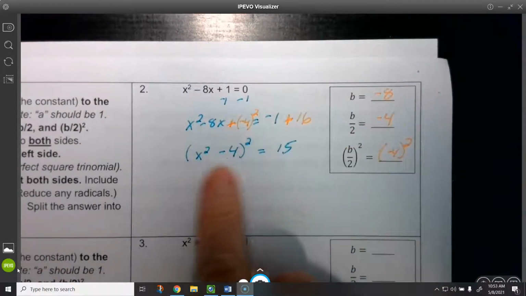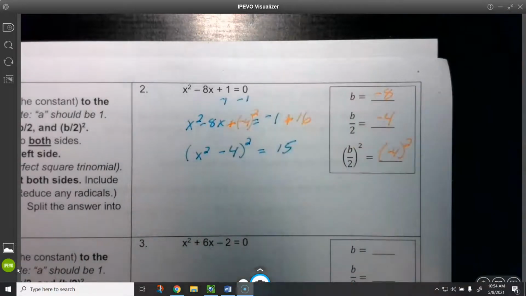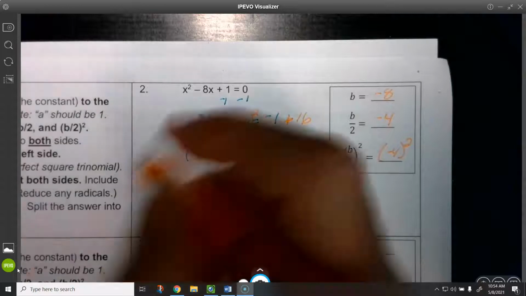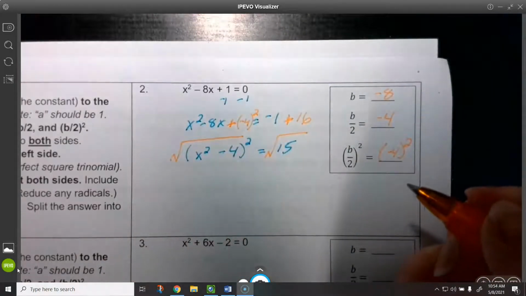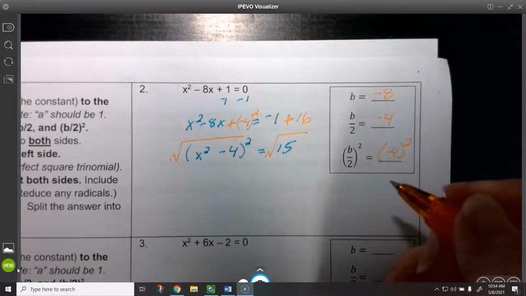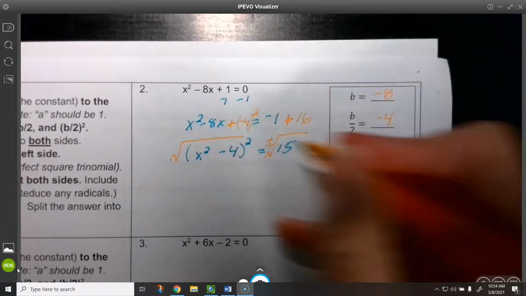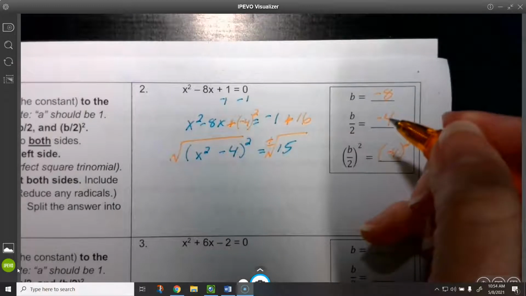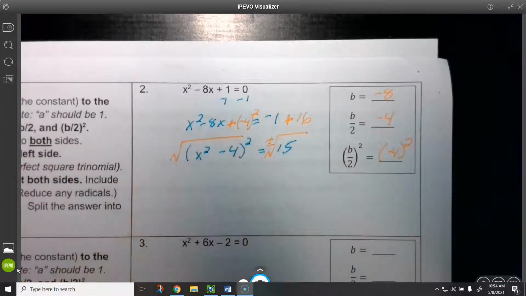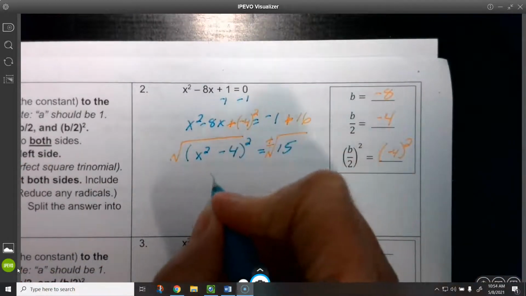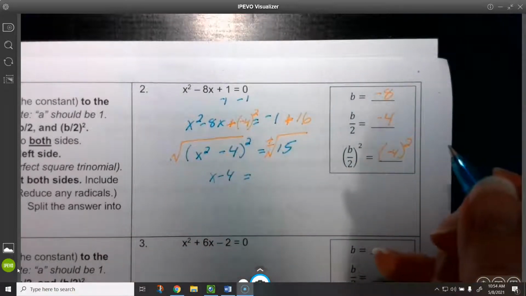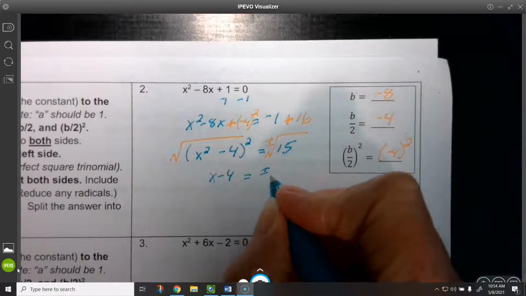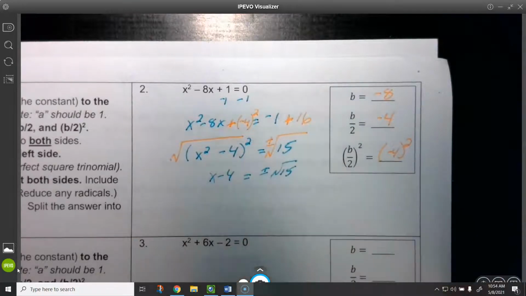Now notice we have a square term. If I have a square term on one side, I can take the square root of both sides. So I'm going to do that. I'm going to take the square root of both sides. When I put a radical on, what must I put on? That's right. I need to put a plus or a minus on. Okay? So now when I take the square root of it, I just get x minus 4. And 15 is not a perfect square. There's no perfect squares in it, so it stays as plus or minus square root 15.